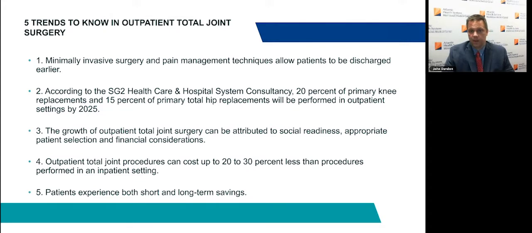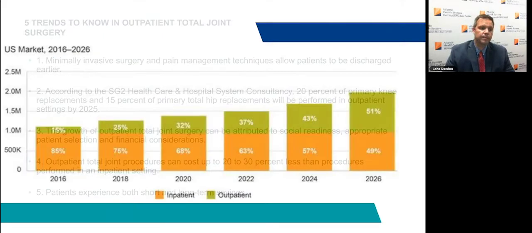Significantly cheaper to do things as an outpatient than it is as an inpatient. And we're starting to see this as total knee in Medicare has already come off the inpatient only list, and total hip is coming off soon. So Medicare is already pushing this as we go forward. Outpatient total joint procedures can cost 20 to 30% less, and even higher when you look at some instances, than when they're performed in an inpatient setting. And this leads to short and long-term savings for the patients. Lower complication rates, lower costs, people are happier with those things.